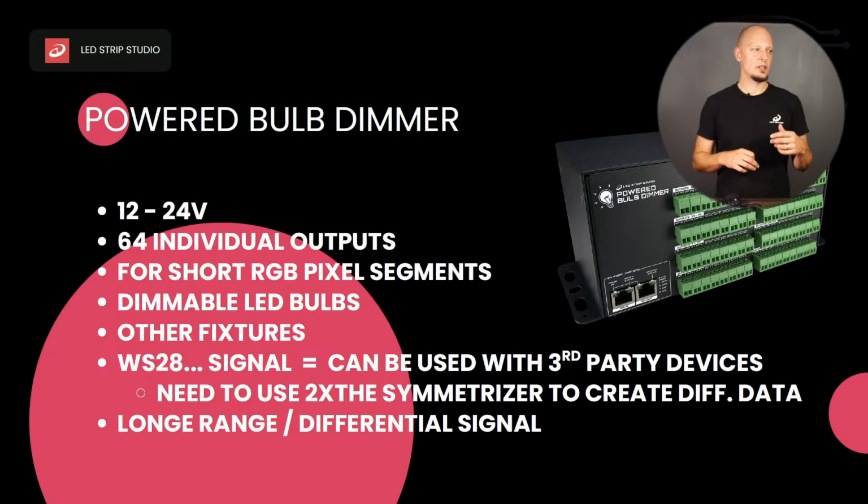I am using simple single color pixels here, and standard RGB analog strips, short segments. But you can also use dimmable LED bulbs that are also single color. So you can use these also.